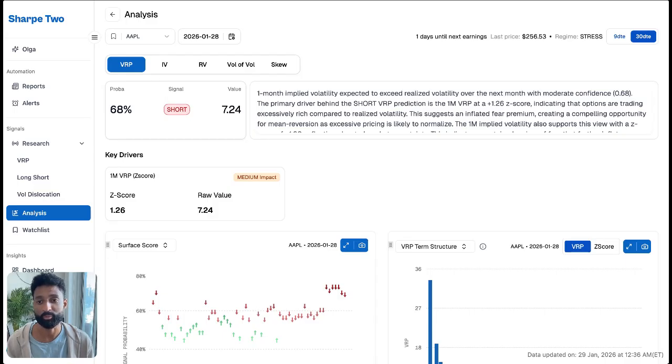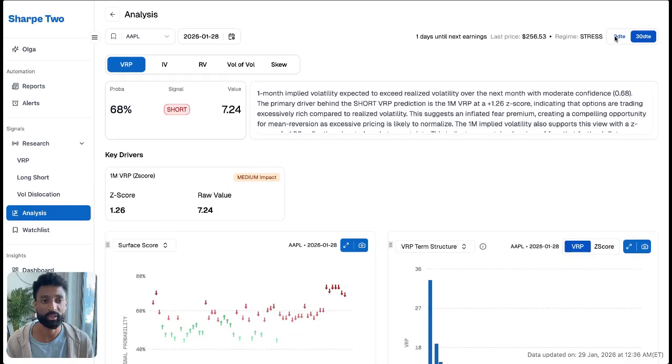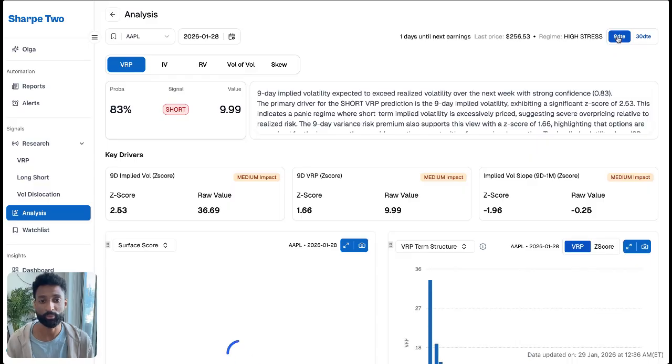Apple was supposed to report earnings, so obviously the VRP was on the higher side. The main key driver that the machine learning models were pointing to was the fact that the VRP at 1 month is actually a little bit stretched, not the most stretched ever, but still something that deserves paying attention to. If you were interested to look into shorter time frames, you would still find a prediction that we make, and then a lot more drivers in the case of Apple.